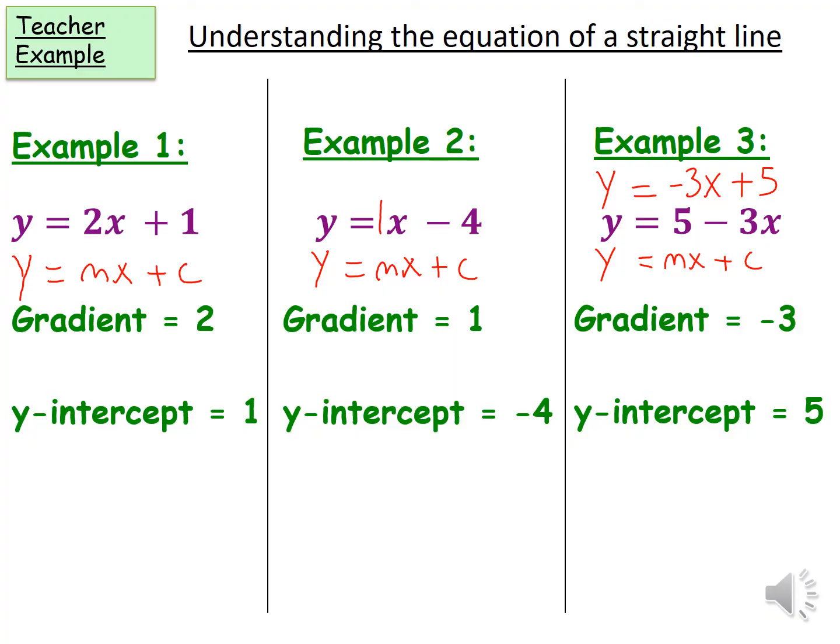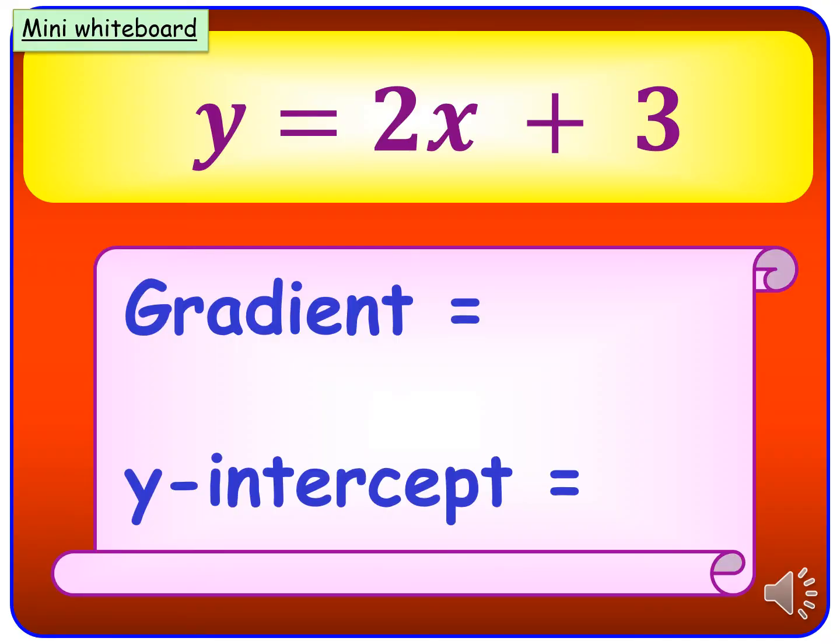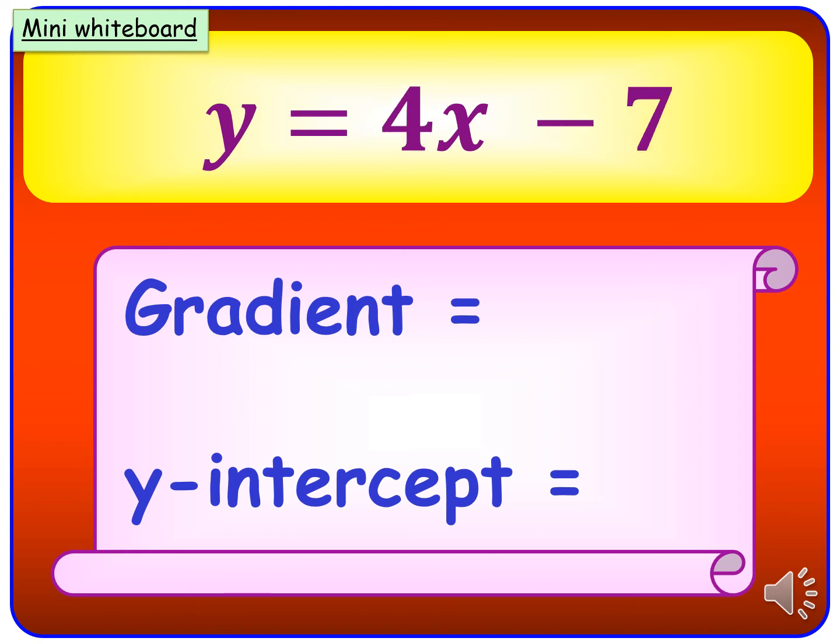Okay, what I'd like to do now is have a go at the following questions. Please take a moment and have a go. Okay, the gradient is +2 and the y-intercept is 3. Have a go at this question. Please take a moment here. Okay, the gradient is 4 and the y-intercept is -7.